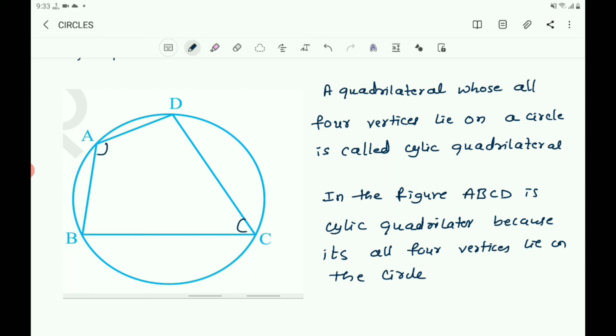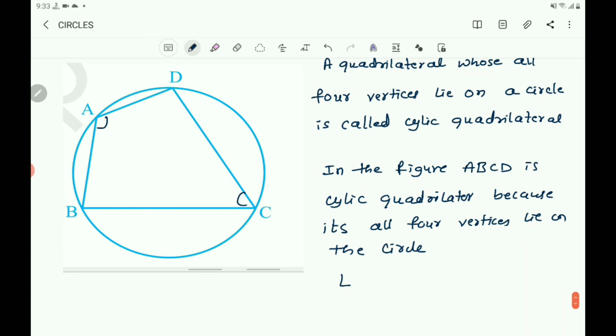That is, what you are going to get here: angle A plus angle C equals 180 degrees, and angle B plus angle D equals 180 degrees. So if the sum of two angles is equal to 180 degrees, then they are called supplementary angles. So the sum of either pair of opposite angles of a cyclic quadrilateral is 180 degrees, meaning they are supplementary. That is one of the special properties of the cyclic quadrilateral.